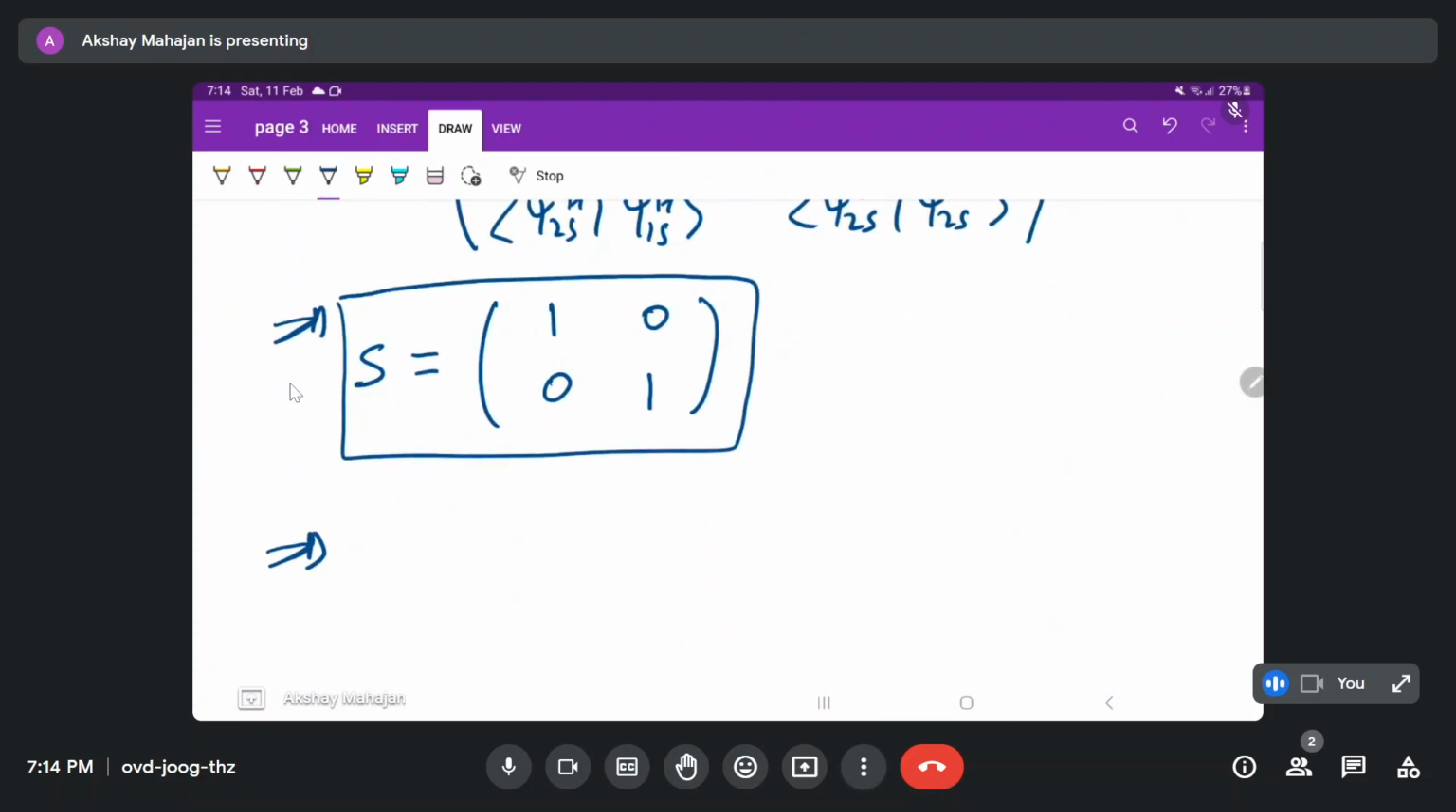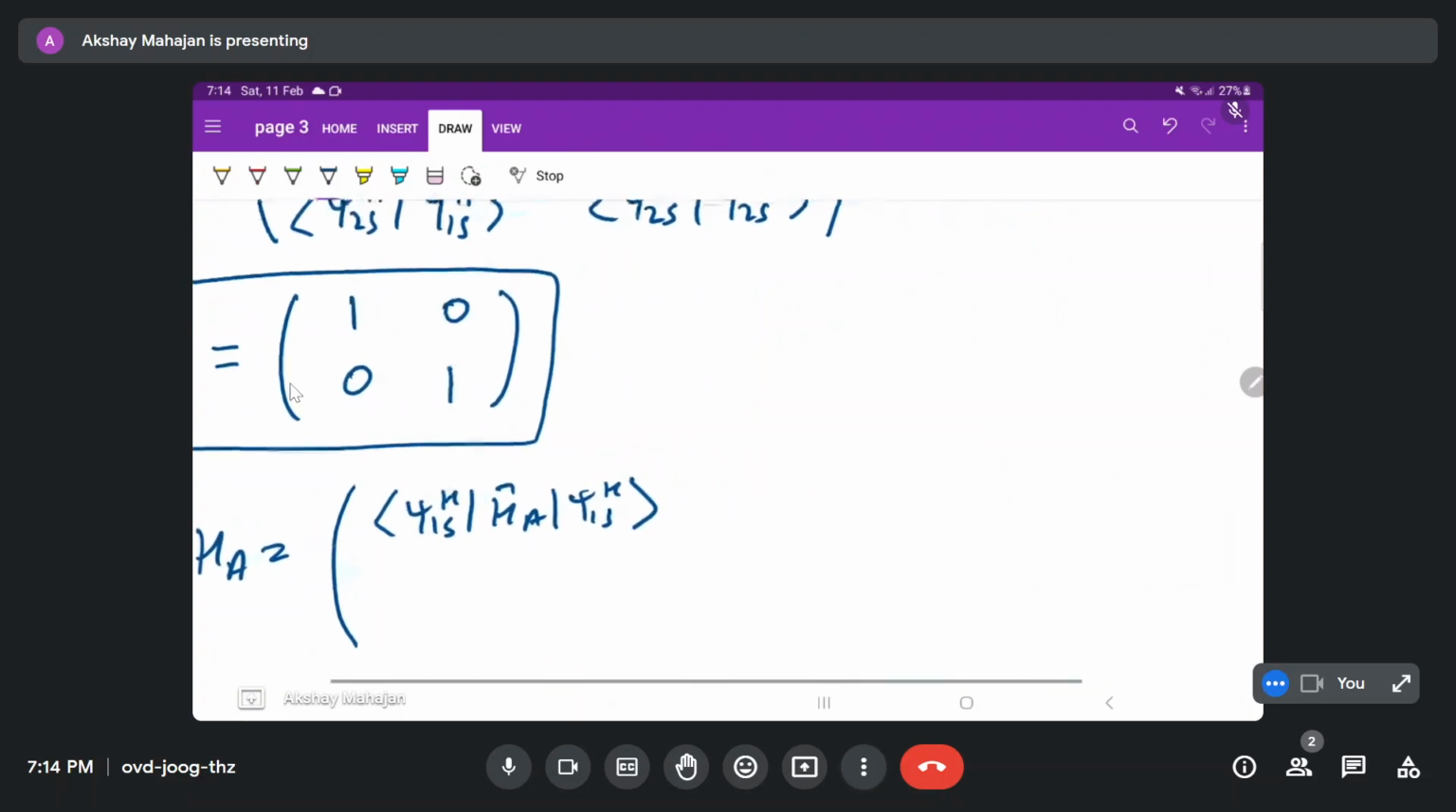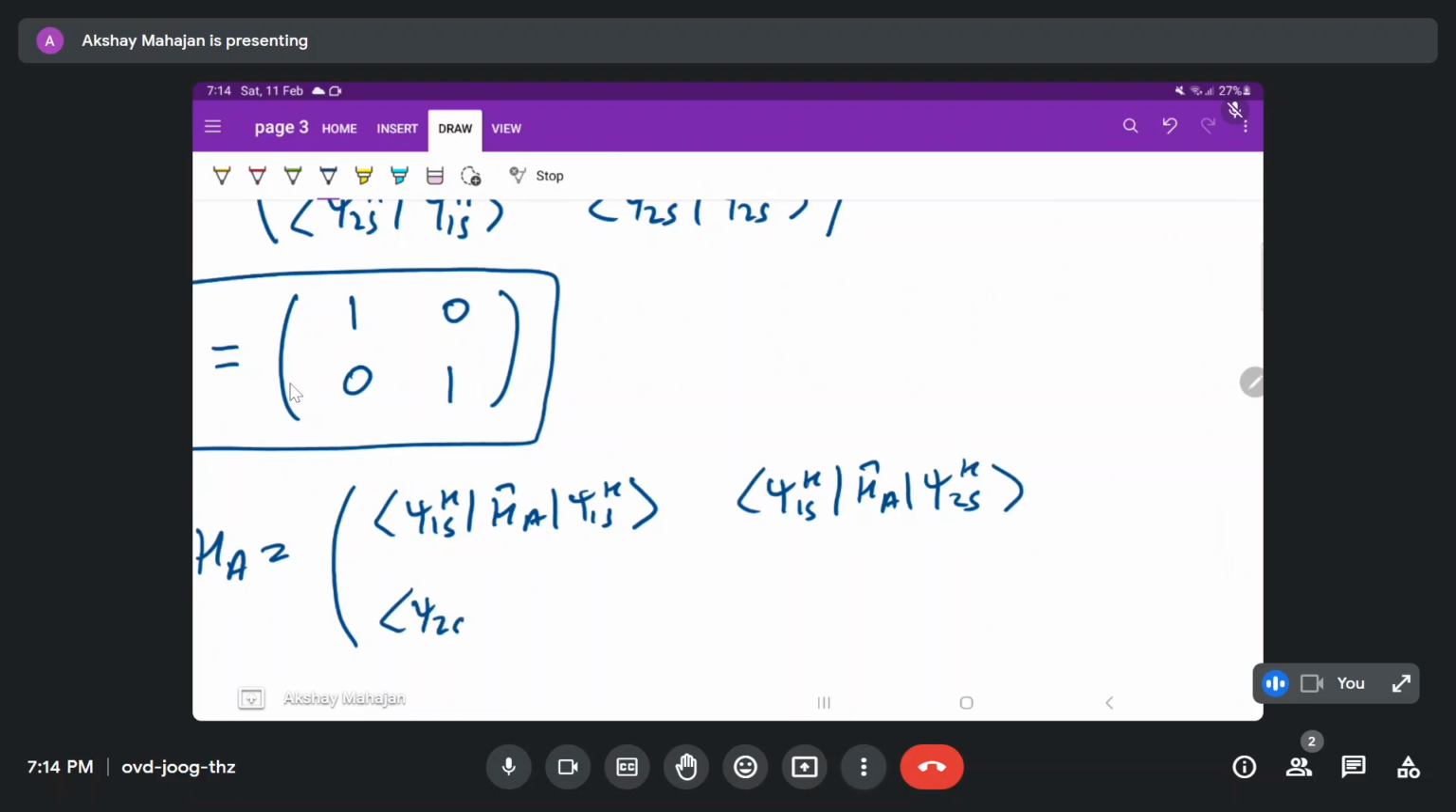Next we want to obtain this H matrix, the H_A matrix, which will be given by the elements psi 1s of H, H cap of A, psi 1s of H; psi 1s of H, H cap of A, psi 2s of H; psi 2s of H, H cap of A, psi 1s of H; and psi 2s of H, H cap of A, psi 2s of H.